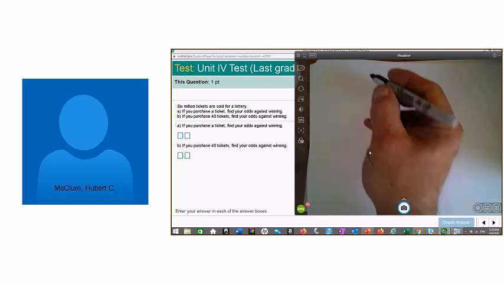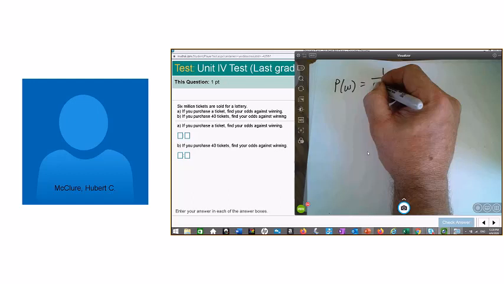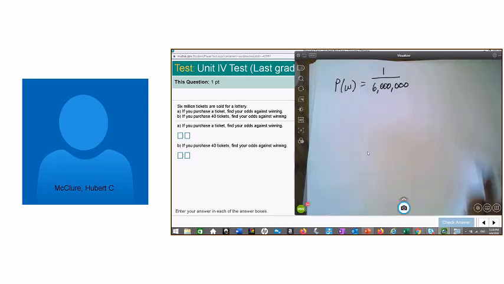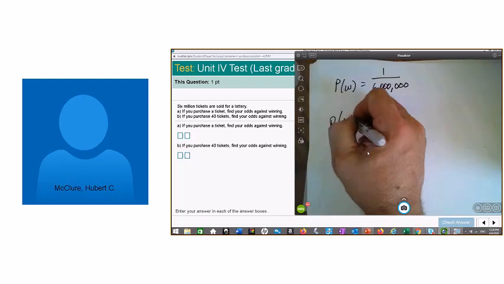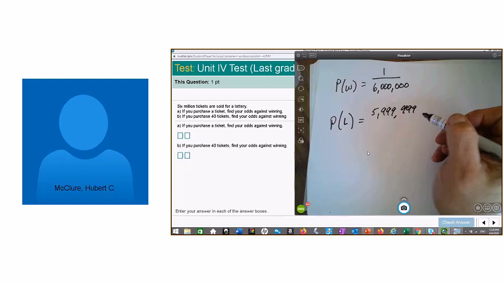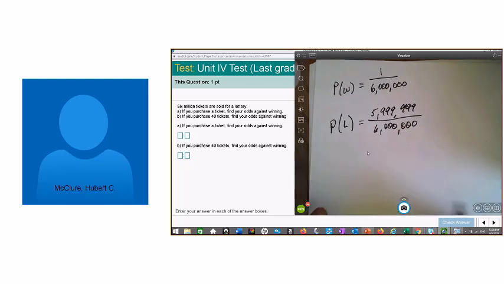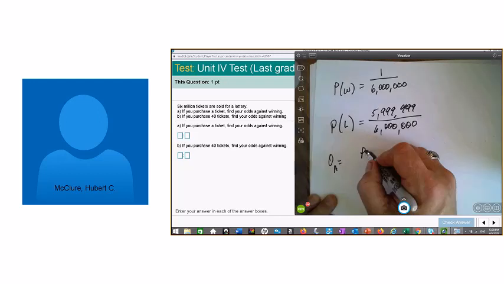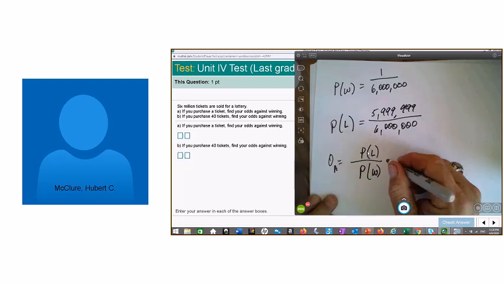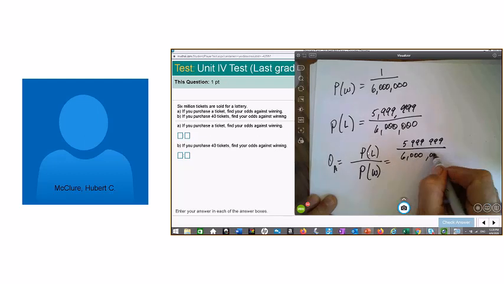The probability of winning would be 1 ticket over 6 million. The probability of losing is 5,999,999 over 6 million. So the odds against is equal to the probability of losing over the probability of winning, which is equal to 5,999,999 over 6 million divided by 1 over 6 million.